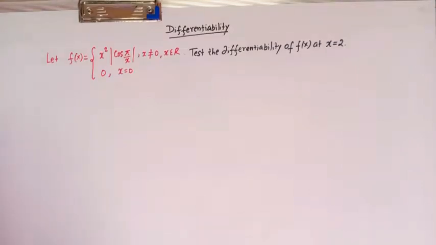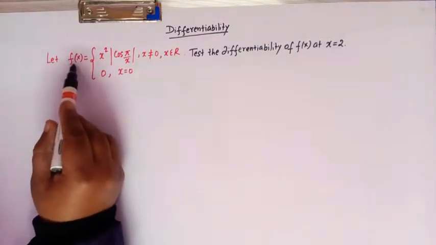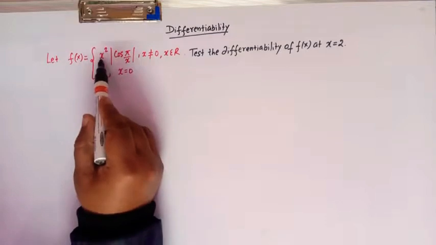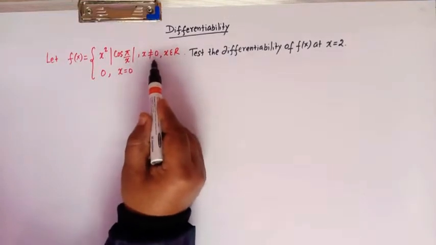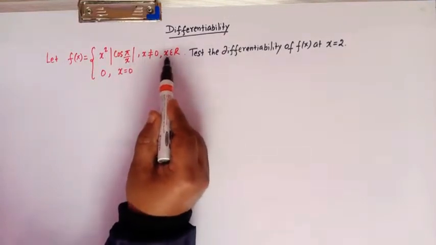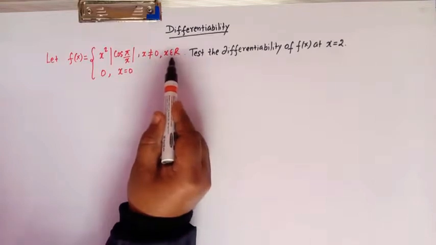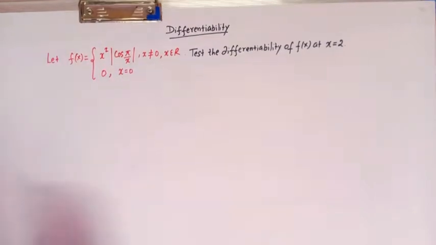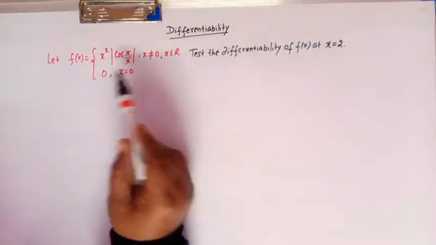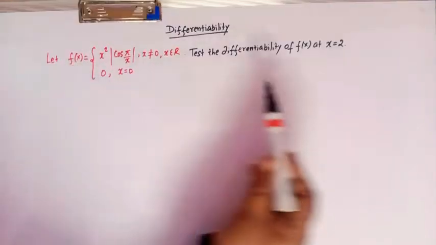Hello viewers, in today's class we are going to discuss an important problem from differentiability of a function, right? So here we are given a function f of x which is equal to x square times mod of cos pi over x for x not equal to 0, and here x belongs to the set of real numbers, and f of x is equal to 0 when x is equal to 0, right? And here we have to test the differentiability of this function at this point x is equal to 2, right?